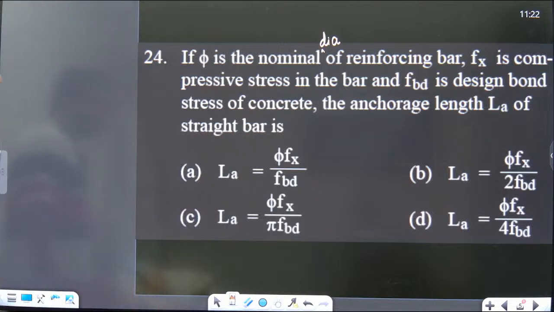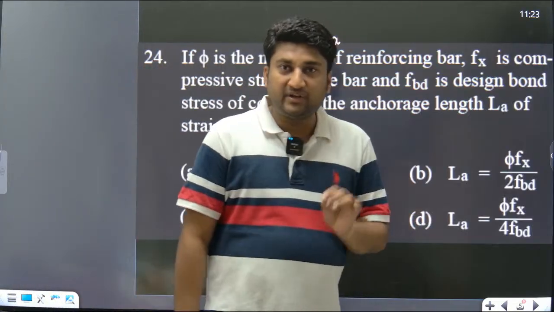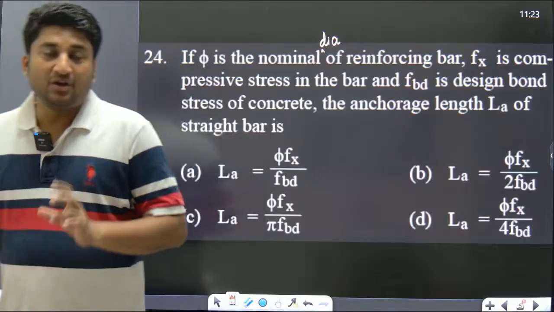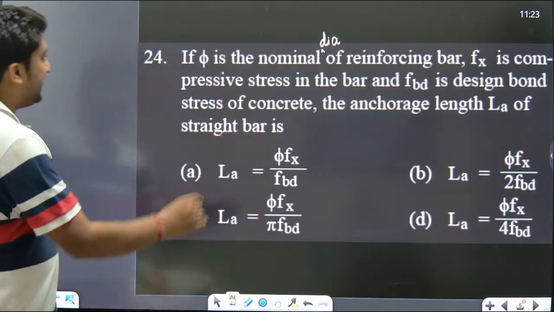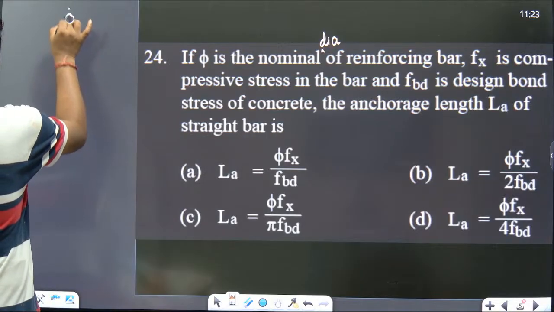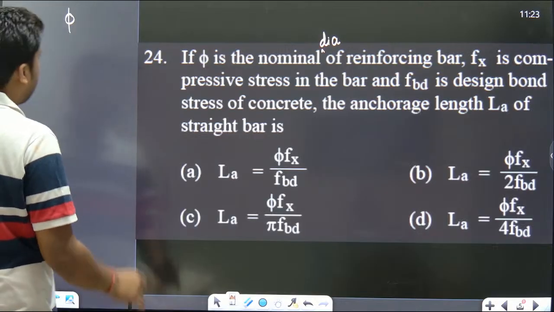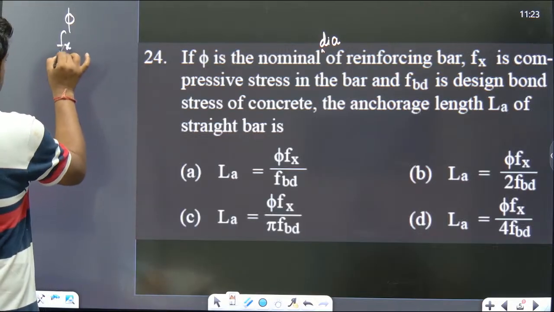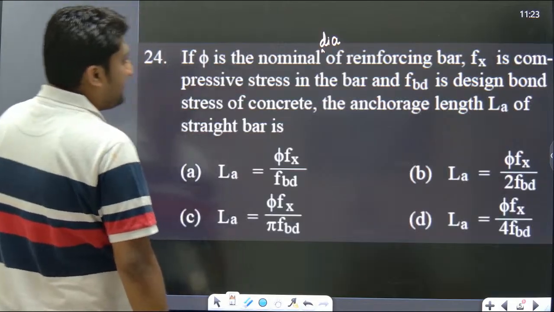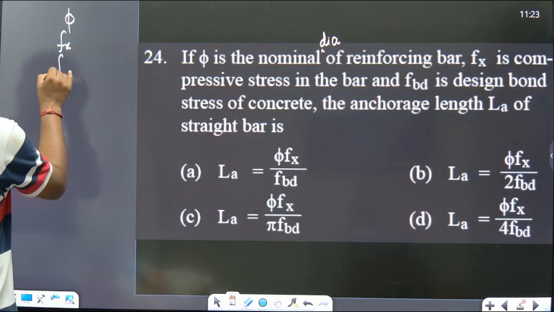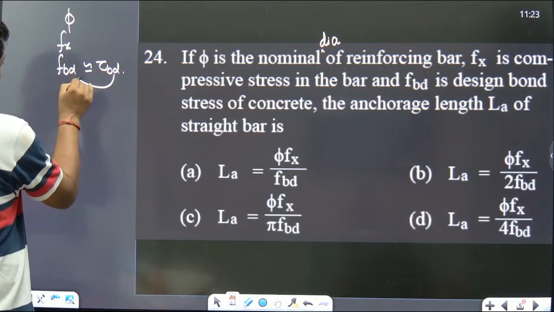What will be the correct answer? Now this is a very good question. Here the notations are different. You can see phi is the nominal diameter of the reinforcing bar, Fx is the compressive stress. This is nothing but sigma c, compressive stress, and FBD is the design bond stress. FBD is similar to tau BD. Understood everyone? So here the notations are different.